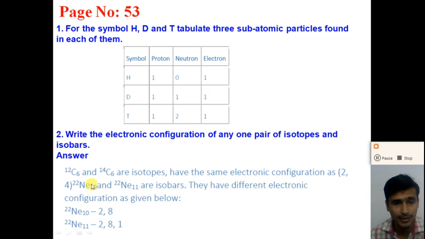In neon-22, 10 electrons are there, so we can write the electronic configuration: in the first orbit 2 electrons and in the second orbit 8 electrons. In the other isobar with 11 electrons, we write the electronic configuration 2, 8 and 1: in the first orbit 2 electrons, second orbit 8 electrons, and in the third orbit 1 electron, right? So isotopes have the same number of electrons, so they have the same electronic configuration, but isobars have a different atomic number, so they have a different electronic configuration, right?